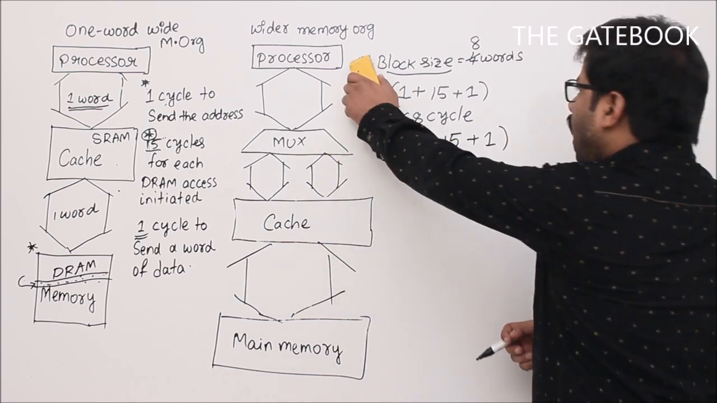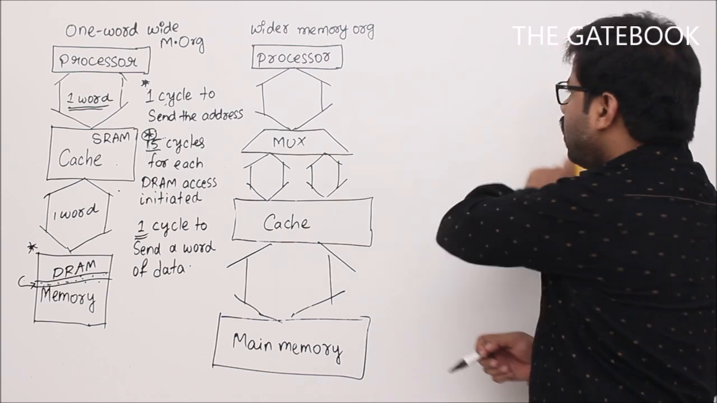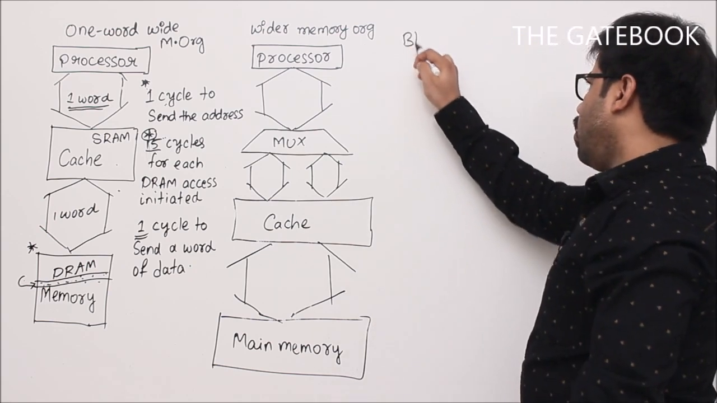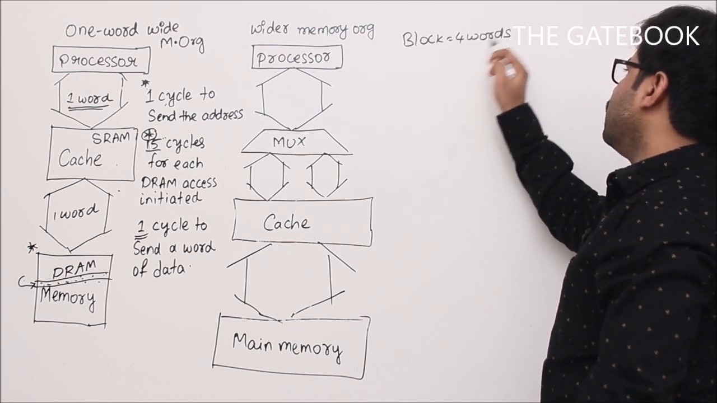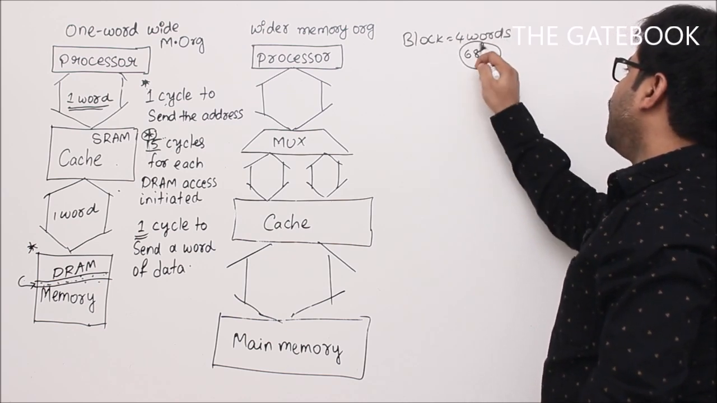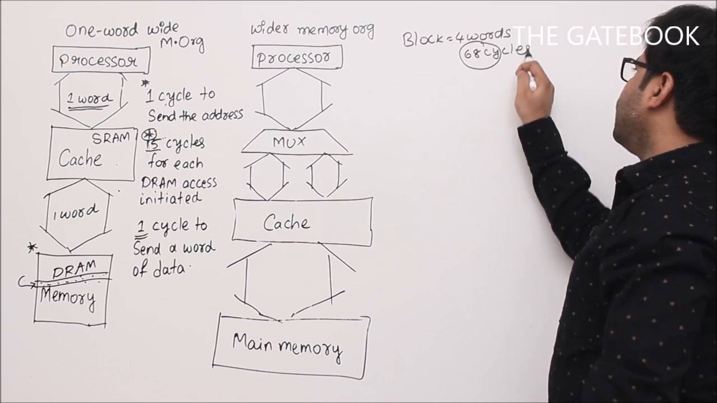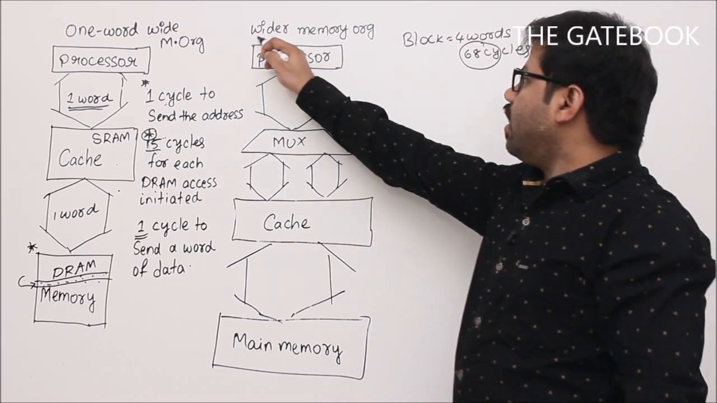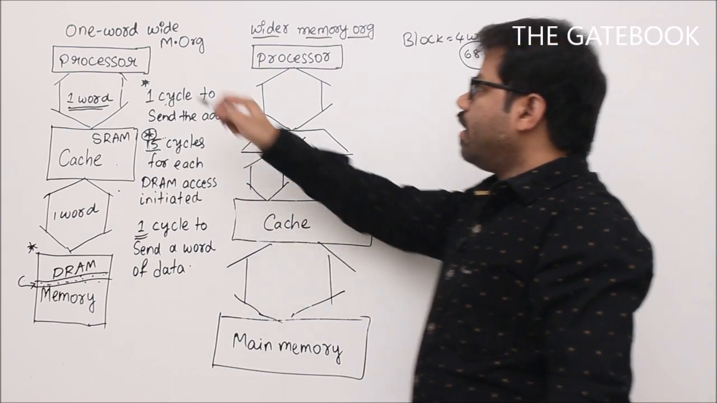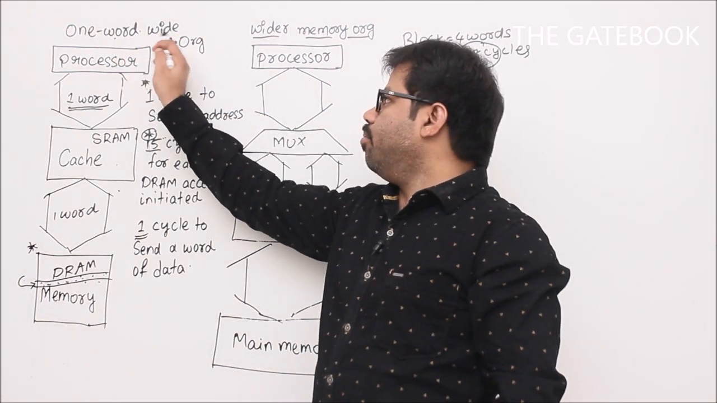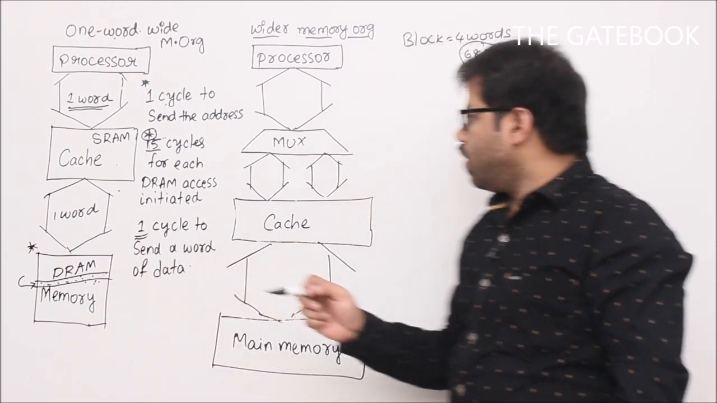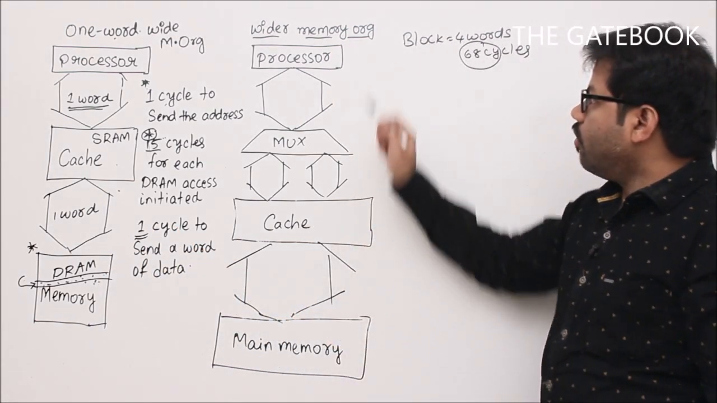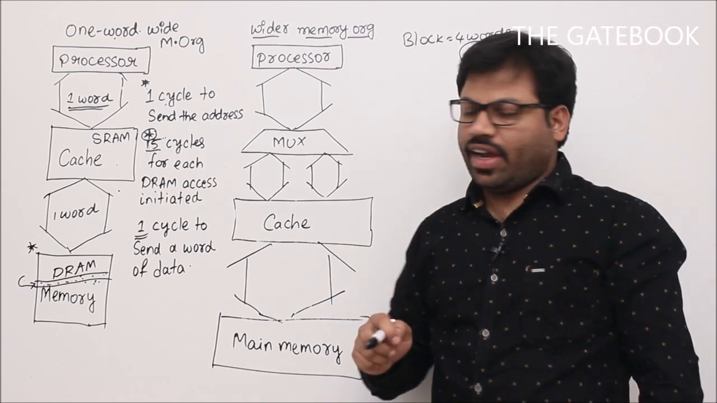Now we will see another design and we'll try to understand this one. For your block size of 4 words, the answer is 68, isn't it? Remember it, 68 cycles. Now let us see the second design. So this is wider memory organization. Let us call it the wider memory organization. I will tell you why it is wider.